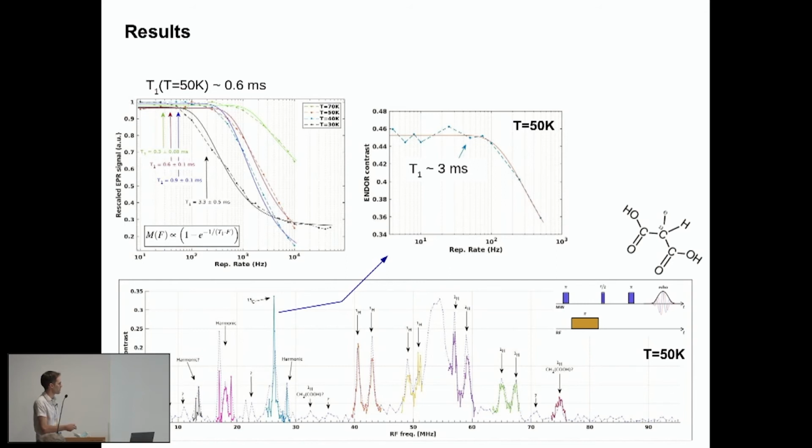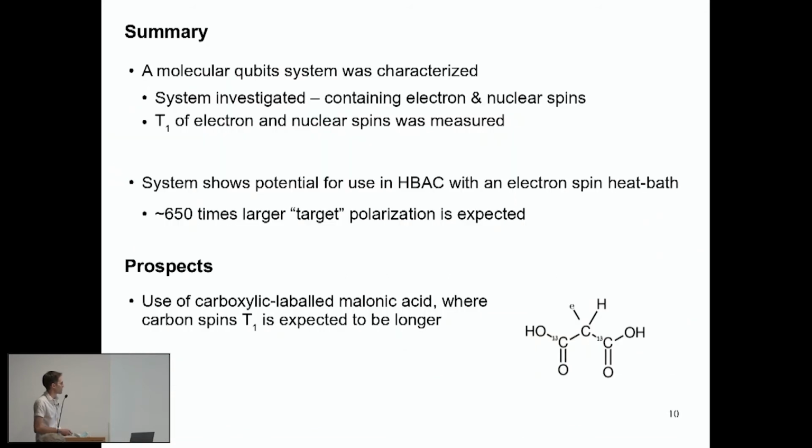So to summarize, I showed a very simple characterization we did. Of course, this is ongoing work, but it is a characterization we did for the candidate system for heat-bath algorithmic cooling. In the future, we hope to work with a differently labeled molecule with the carbon-13s a bit further away from the electron, which is expected to give us better T1, and therefore a system where hopefully we could actually demonstrate heat-bath algorithmic cooling with electron spins.